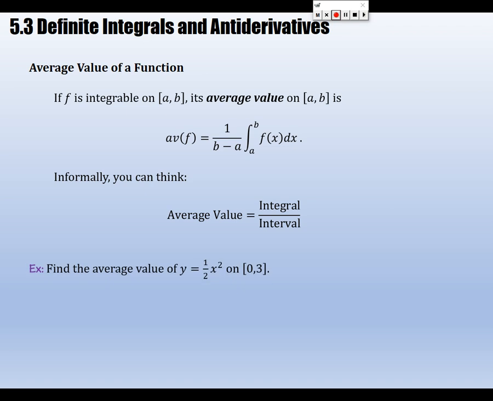So let's go ahead and find the average value of this function on this interval. This is a parabola on this interval. And what will you need maybe in your life?